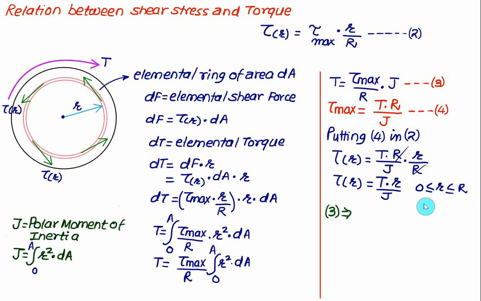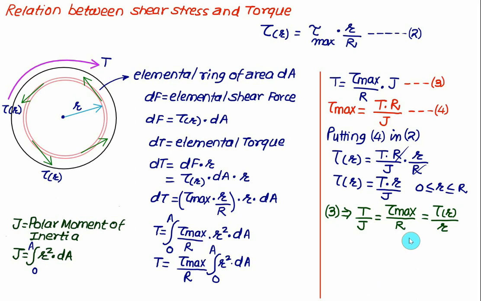Here equation 3 we can rearrange, and we can write this equation 3 as total torque T divided by the polar moment of inertia J is equal to tau max, that is the maximum shear stress, divided by the total radius equal to capital R, and is the same as the shear stress at any radius r, or the shear stress as a function of r, divided by the radius r. So this again proves here that the shear stress is a linear distribution over the entire cross section.